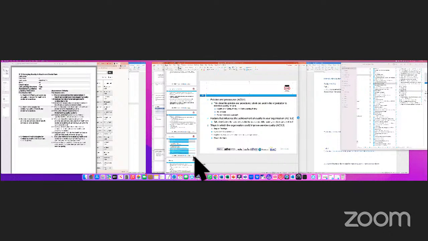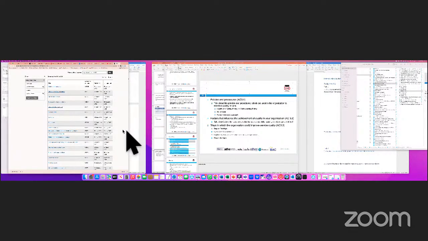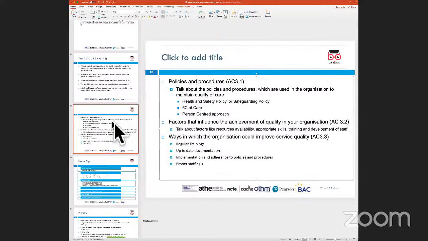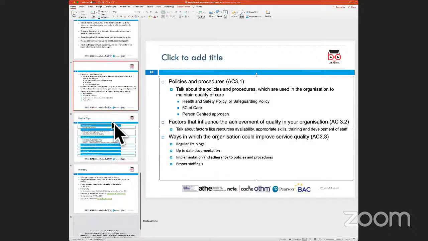Now, there are resources which are given up on the Moodle, and they would include things like the books for this particular unit. And in some cases, the handouts that I've created are also available for you to go in and use for the purposes of your assignment.